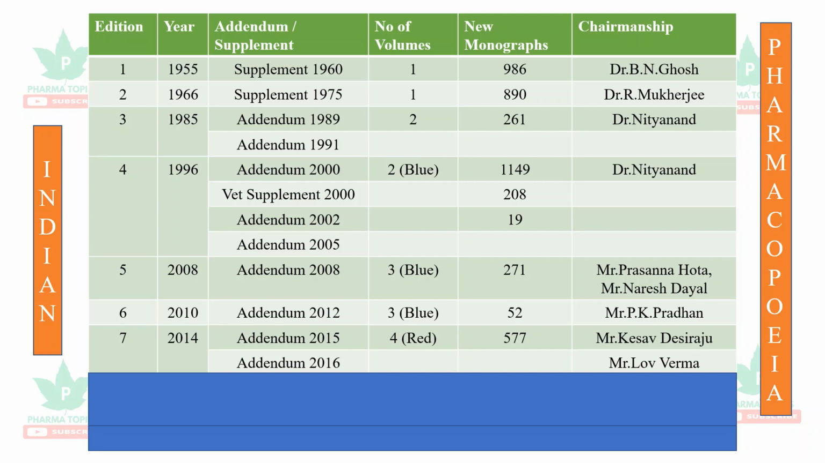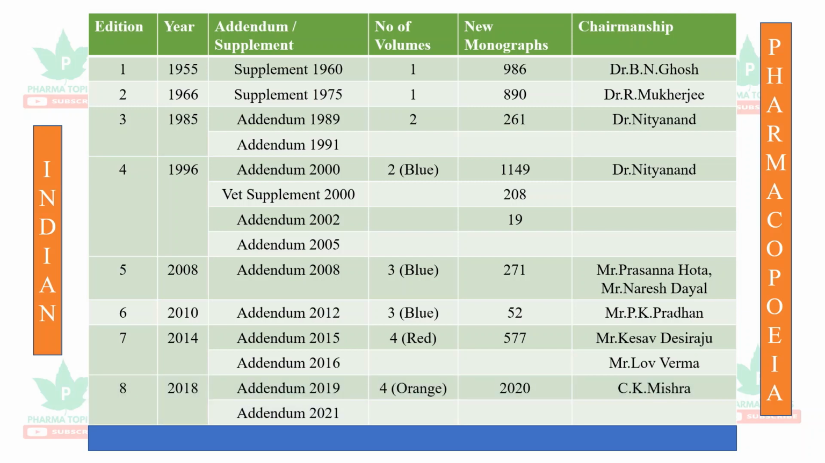It had an addendum in the year 2015 and an addendum in the year 2016. It had 4 volumes. The color was red. Number of volumes were 4. New monographs included were 577. It was launched under the chairmanship of Mr. Kesav Desiraju and Mr. Love Verma.